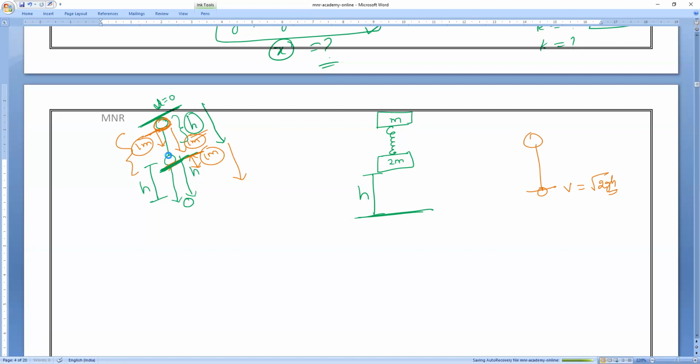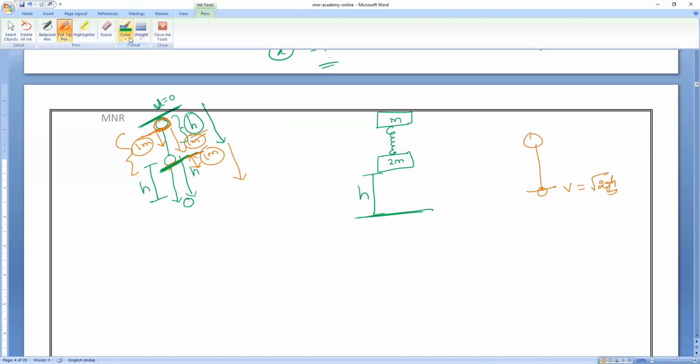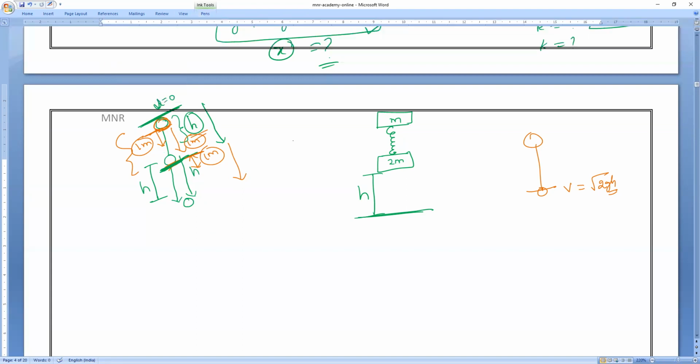So the second body comes to this position and the first body moves to this position. What is the second body's velocity at that point? Root over 2gh. Now if both bodies come down and hit: this is the 1 kg mass, 1m, and it is a spring, and this is 2 kg or 2m. They are at height h above the ground. Now both bodies have shifted, traveling h meters.